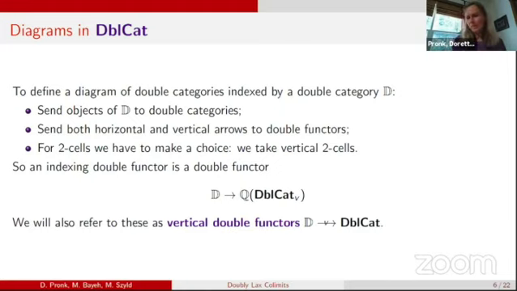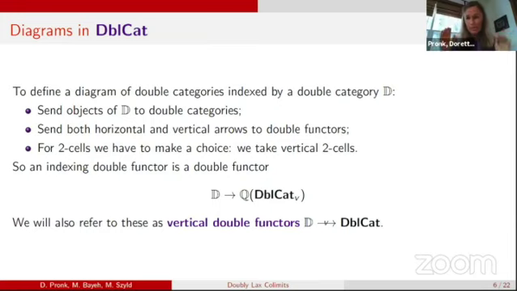We have to send the objects of D to double categories. We have to send both the horizontal and the vertical arrows to double functors. There's nothing else to send them to. And then for two cells, we actually get a choice. We can either send them to horizontal or vertical two cells. And we have opted today to take vertical.